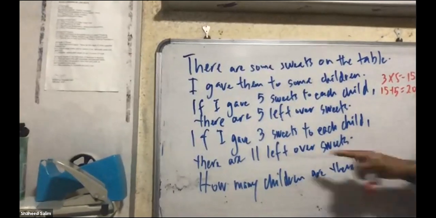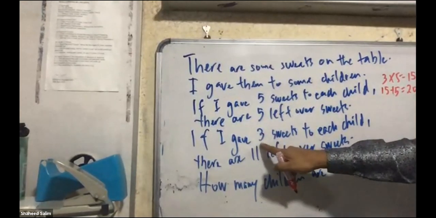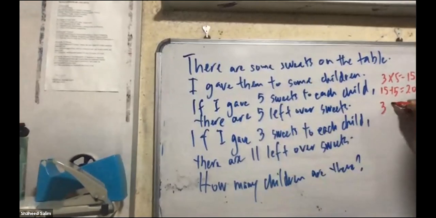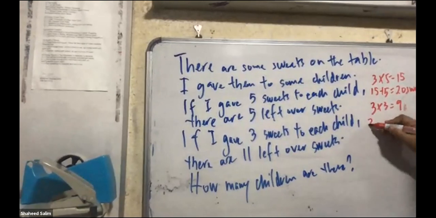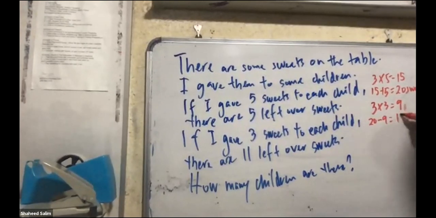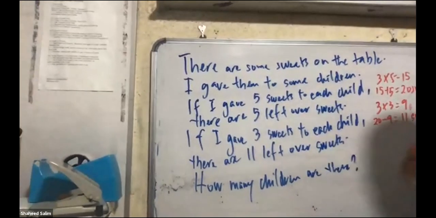Let's try the other one. If it's 3 sweets per child, again there are 3 children times 3 sweets, you get 9 sweets. Again, the total is 20, you minus 9, you get 11 sweets. Now, imagine if you don't use guess and check. Watch how I do it, okay?